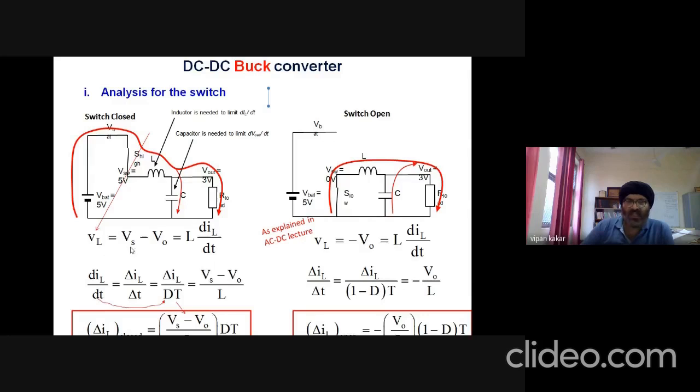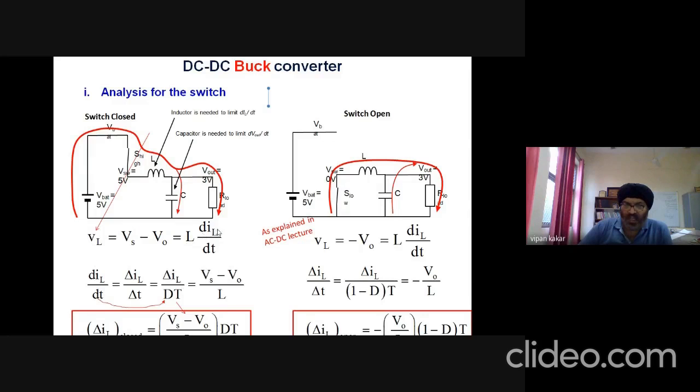The voltage at the inductor we calculate using KVL, Kirchhoff's voltage law. So supply voltage minus output voltage is the voltage drop at the inductor, assuming switches are ideal in nature, so no voltage drop at the switch, which is equal to L di by dt. And iL is the current flowing through the inductor. L diL by dt is the voltage across the inductor.